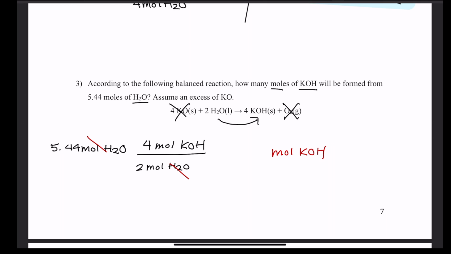Now, if I do that, my answer will be 10.88. In the problem, we are given 3 significant figures, so cut it off at 3. We have to round it up, so our answer here will be 10.9 moles of KOH.